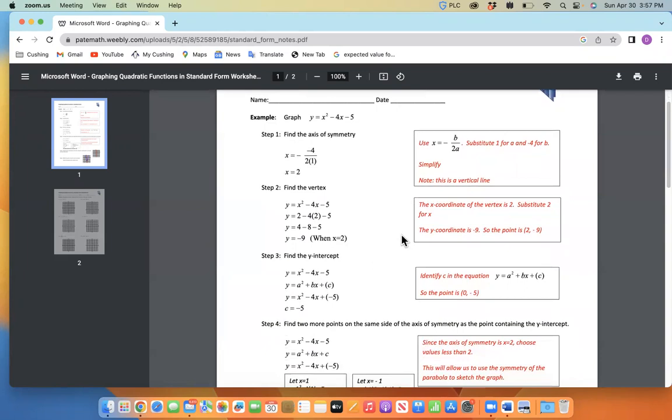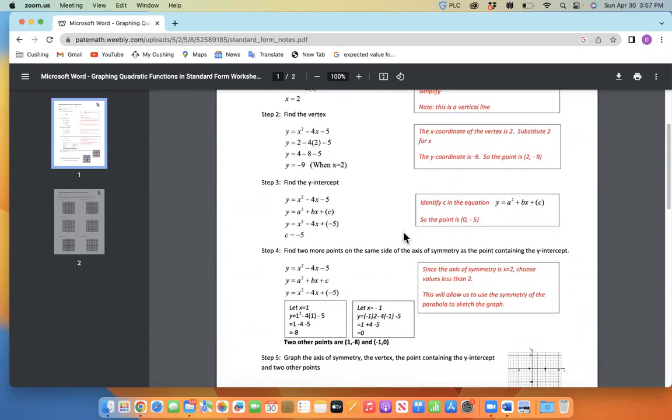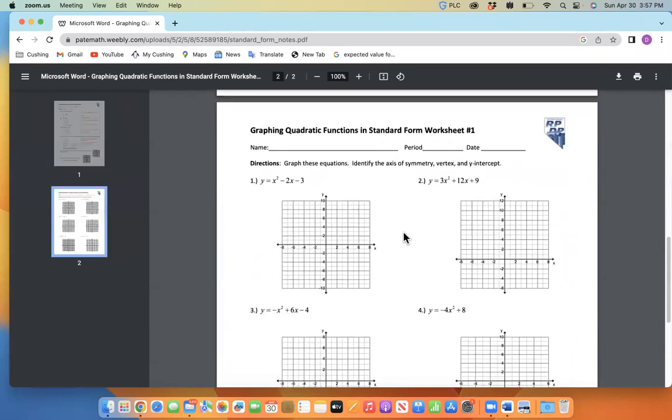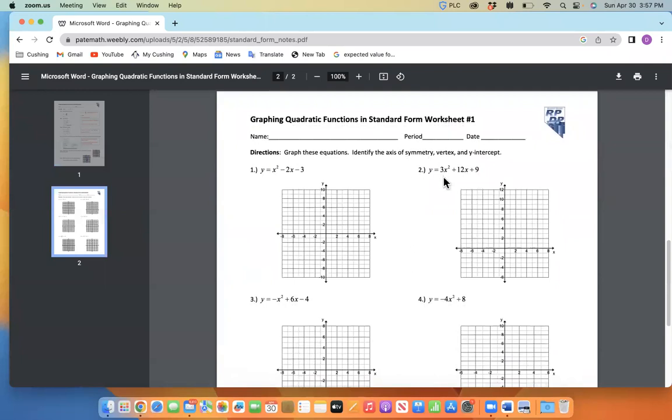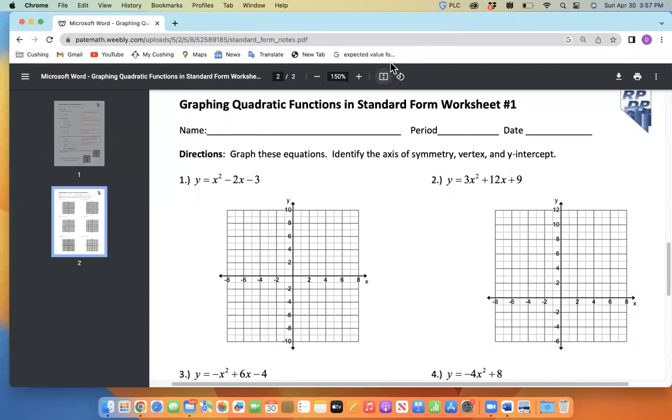So x equals negative b over 2a. That's going to give us the axis of symmetry. So that's where I'm going to start all the questions here. I'm just going to roll from there. So let's scroll down to the questions. Let's do two at a time. All right, so start with number one.